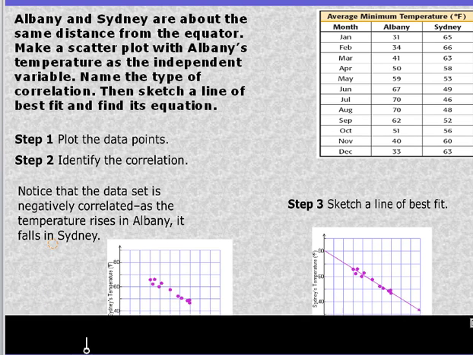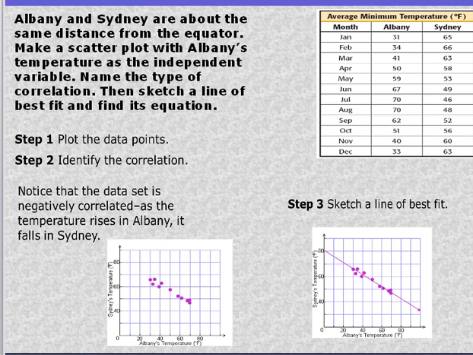So we're going to plot the data points. Here's Albany's temperature down here. It's a little hard to see. And then Sydney's temperature is here. So it's Albany versus Sydney. And if you look at it, it's a pretty tight set of data. So you're going to try and find a line of best fit. It says sketch a line, do the best you can, use a straight edge so it's actually a line and not a squiggle of some kind. And they've made this line of best fit, and it really does look like it goes through the data pretty well. So that is our scatter plot.